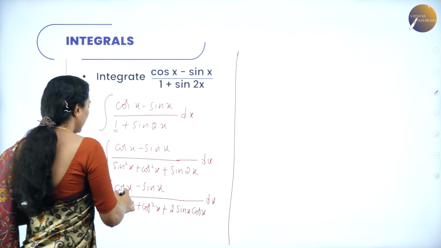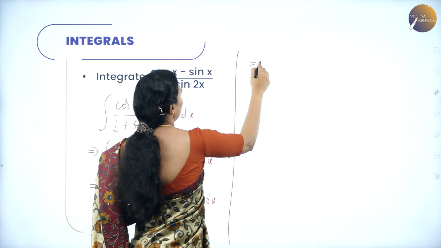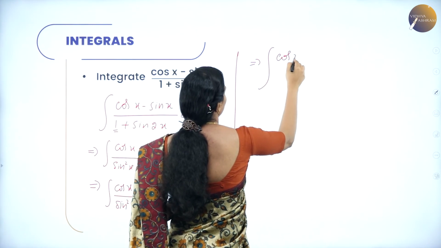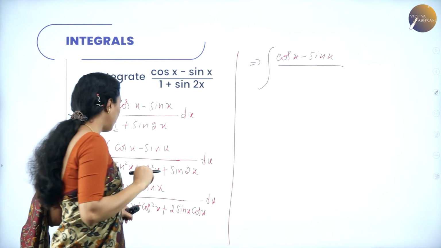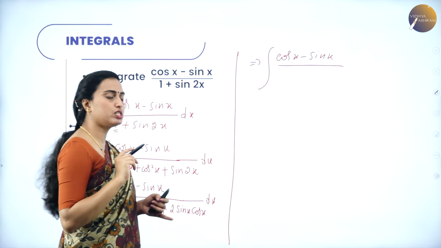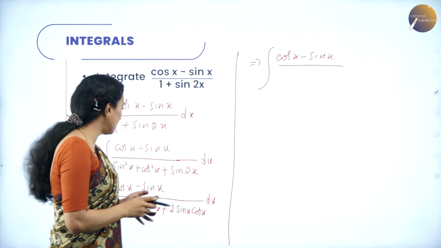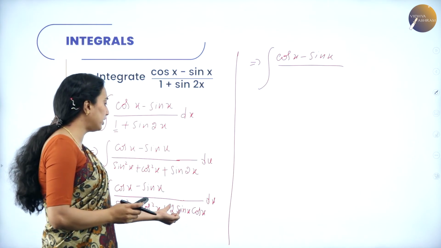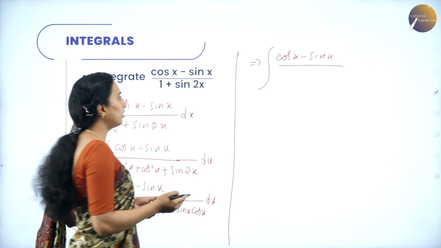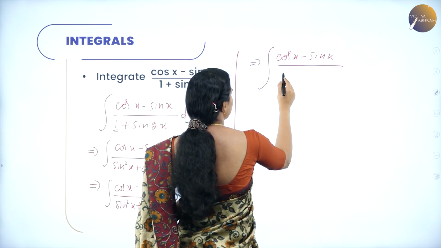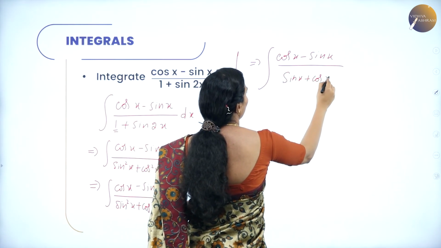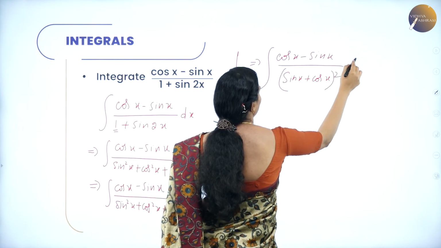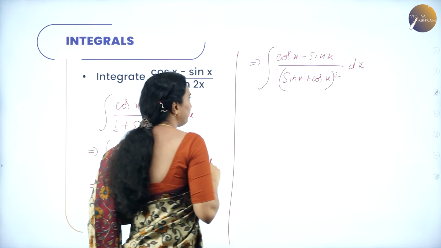Now numerator as it is, cos x minus sin x, and the denominator is in the form of sin squared x plus cos squared x plus 2 sin x into cos x, that is a squared plus b squared plus 2ab. What is a squared plus b squared plus 2ab? (a plus b) whole squared. So it is (a plus b) whole squared into dx. I hope you got this one.